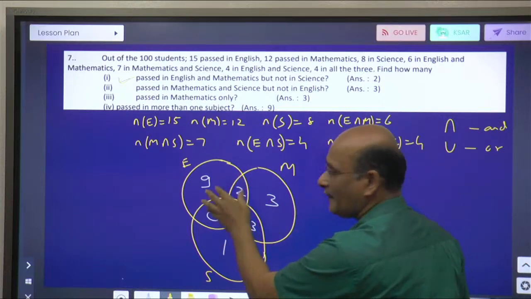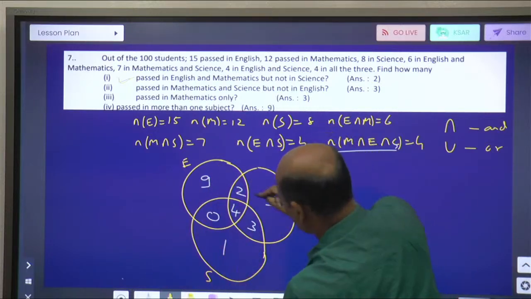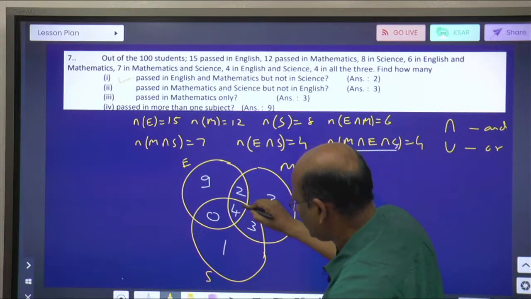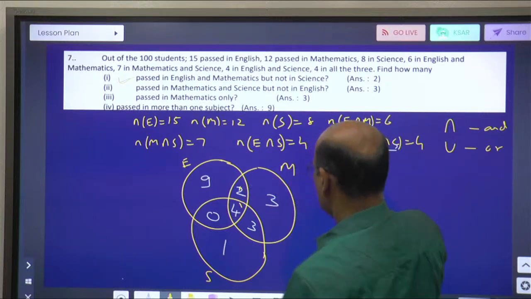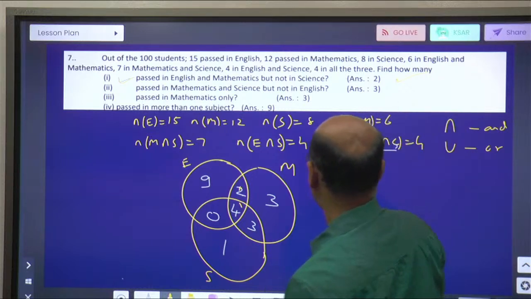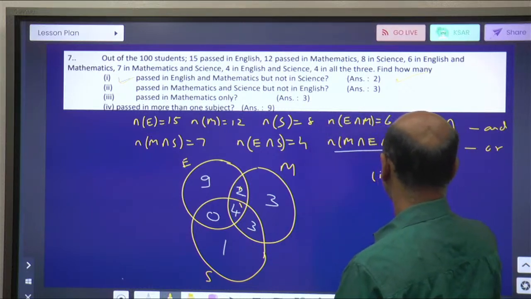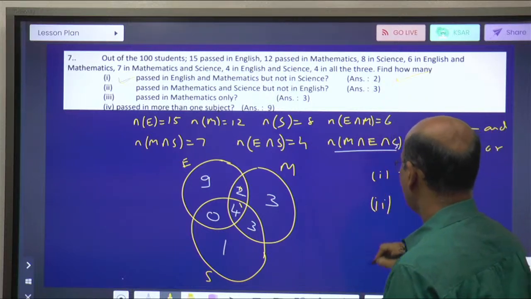That means what? They passed only in English and maths. So this region is English and maths, because this is for passing in all 3. So this common region is 2. Passed in English and maths: 2. First one is 2. What is second?